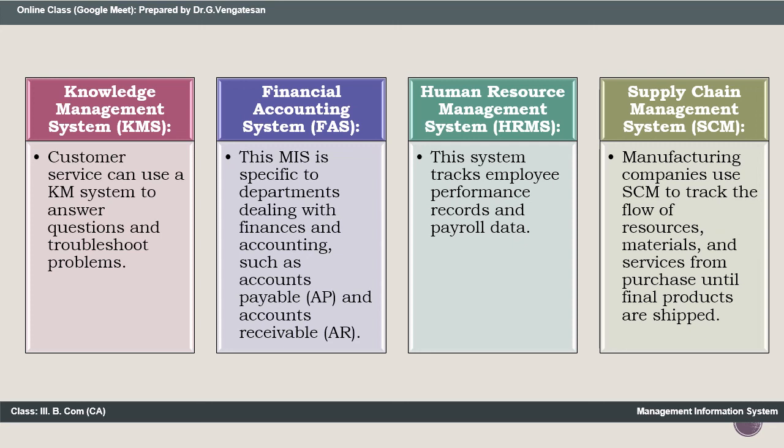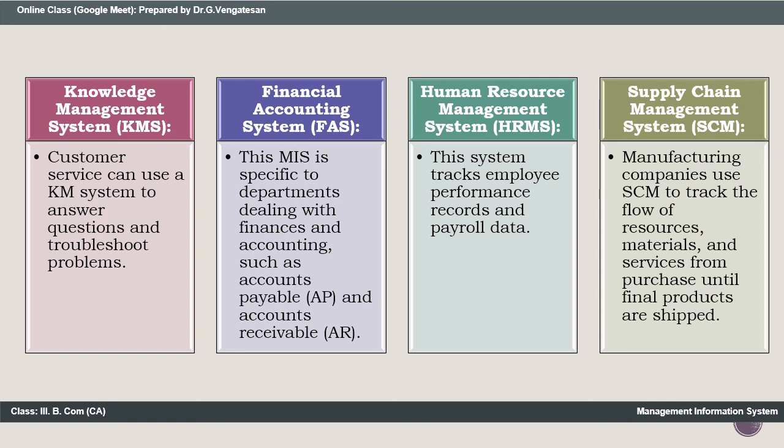And the next one, financial accounting system. As you all know, the MIS is specific to the departments dealing with finances and accounting, such as accounts payable and accounts receivable. So all the concept of accounts receivable and payables will be recorded under a head, and we are able to identify the profit and losses, revenues and incomes, expenses, everything in a particular head, and you can take it as a report, and you are able to go with the filing of tax returns, etc., with the help of a good financial accounting system.